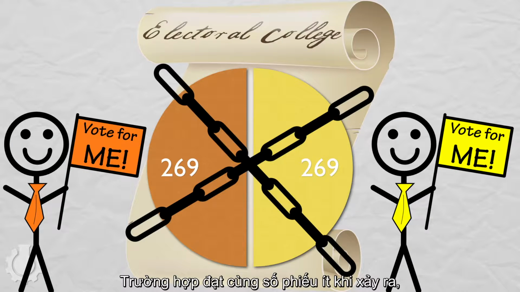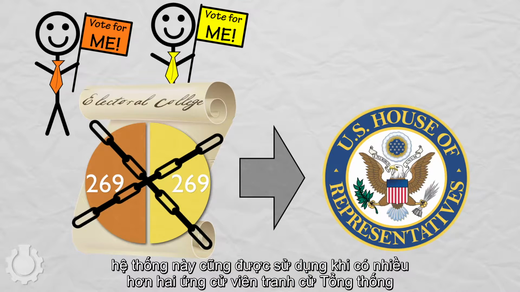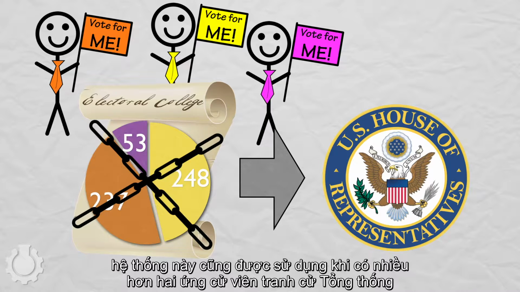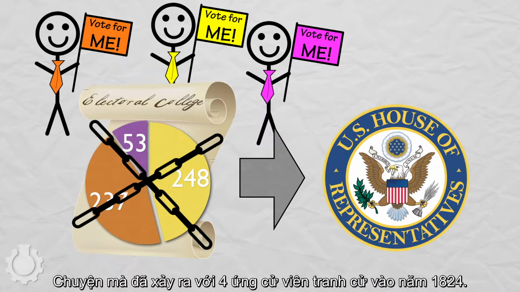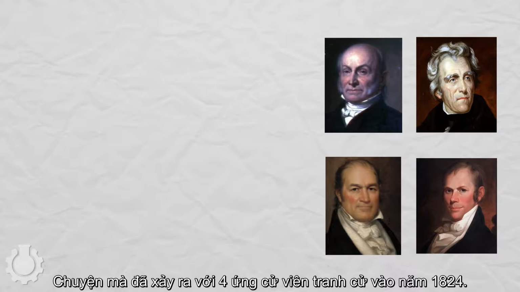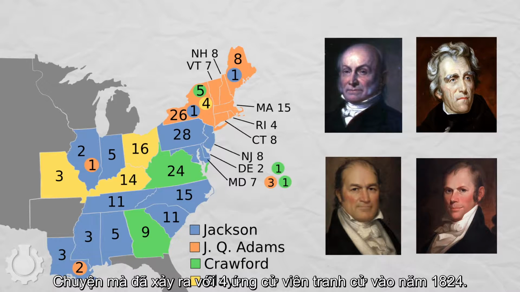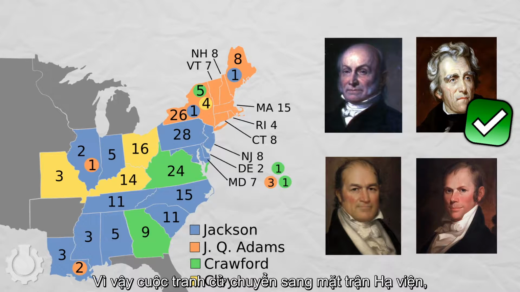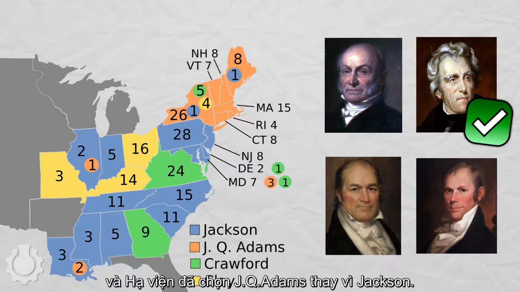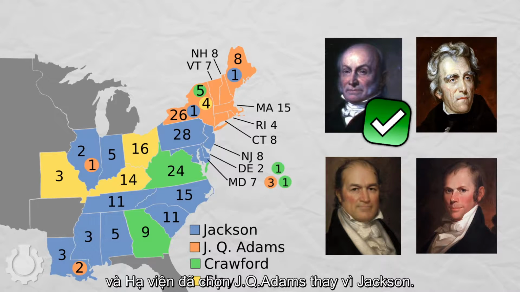of the votes. While an exact tie is unlikely, this system is also used if there are more than 2 candidates for president and none of them gets a majority in the Electoral College, which is exactly what happened when 4 candidates ran for president in 1824. Andrew Jackson got the most votes from Americans and the most votes in the Electoral College, but not a majority, so the race was turned over to the House of Representatives voting as states, who picked John Quincy Adams instead.